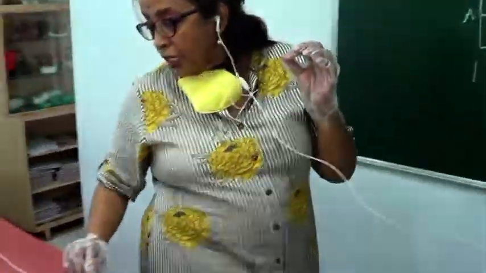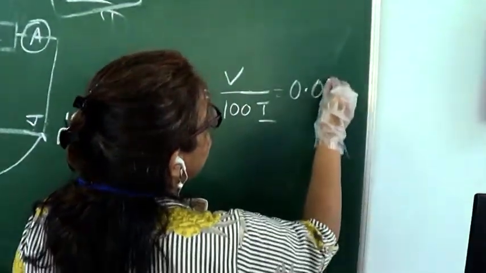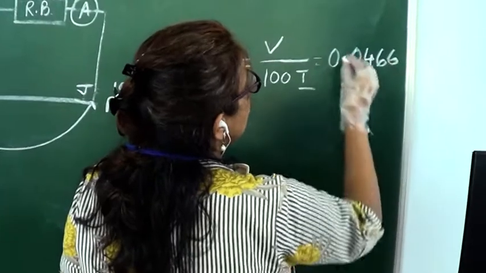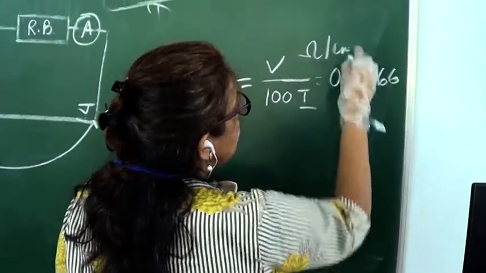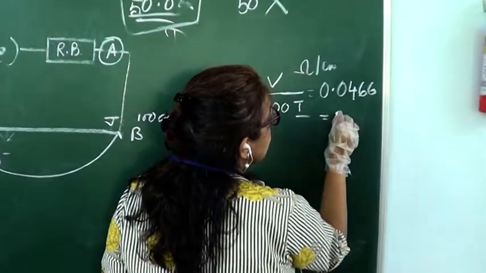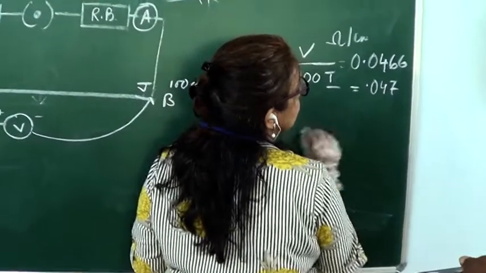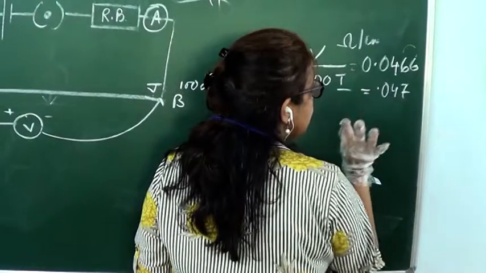So lambda, what value are you getting for lambda? Correct up to 3 places of decimal. Point, how much are you getting? Tell me the value. 0.0466. Yes or no? This is ohm per centimeter. This value you are getting. Tell me, am I right or wrong? So correct up to 3 significant figures. This is my 3 significant figure, so this should be rounded off. Here, this is the first reading.